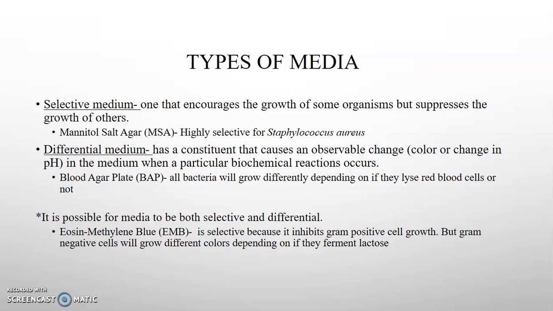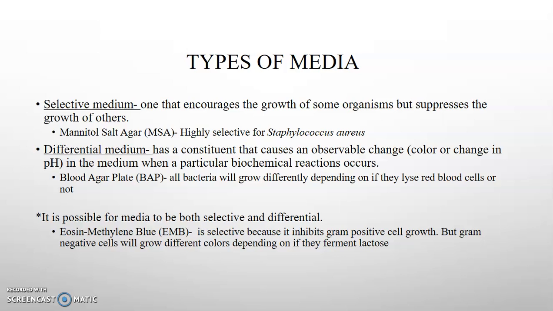So if you put a bunch of different types of bacteria on mannitol salt agar, Staphylococcus and E. coli and Serratia marcescens, the only type of bacteria that would grow would be Staphylococcus, whereas all others would be inhibited because they cannot grow in that high salt concentration.